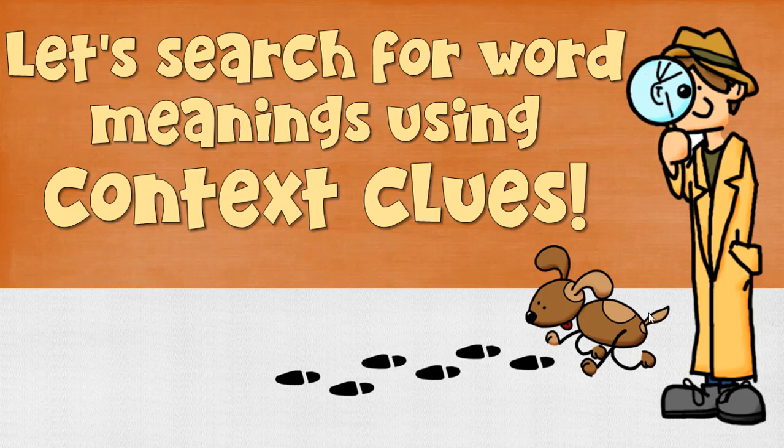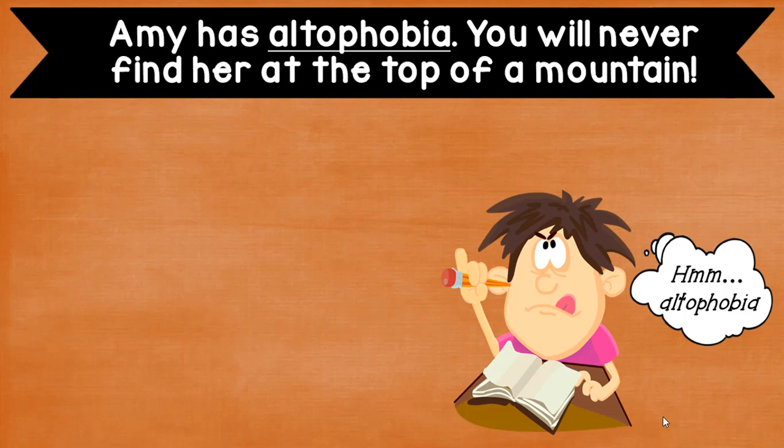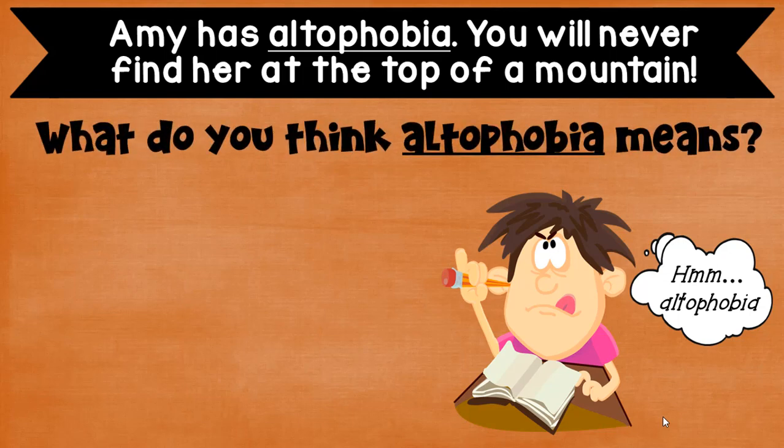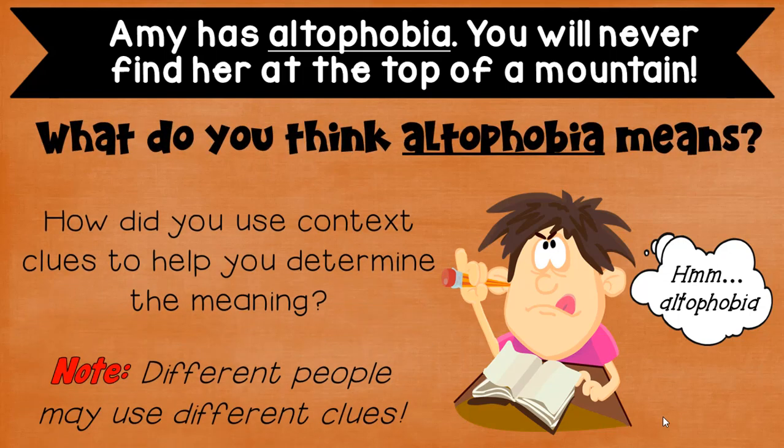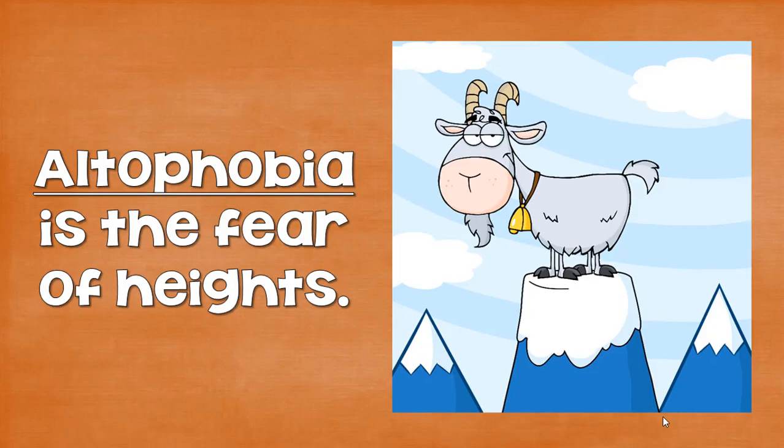So let's search for some word meanings using context clues. Amy has altophobia. You'll never find her at the top of a mountain. Altophobia. What do you think the meaning of altophobia is? If I'm not going to find her at the top of a mountain, there's something about a mountain and getting up there. Remember, different people have many different ways to use clues to help them figure it out. But I think it's the fear of heights. You're never going to find Amy on the top of a mountain, so she is suffering from altophobia.